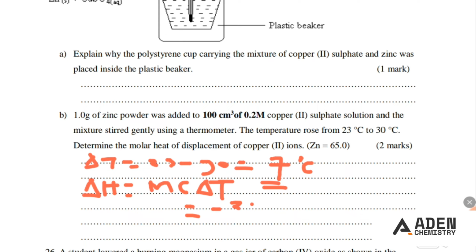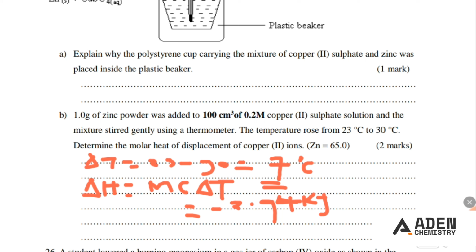What we are going to get there will be -2.94 kilojoules after inserting those values. Next, we are going to get the number of moles of copper-2 ions and the number of moles of zinc. If they are the same, we pick one. If they are not the same, we pick the smaller number of moles.